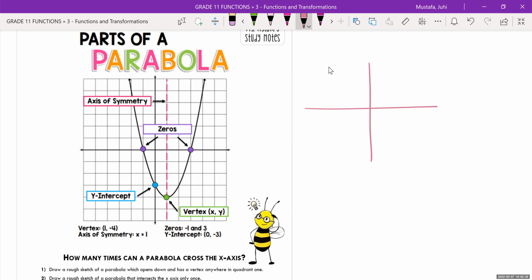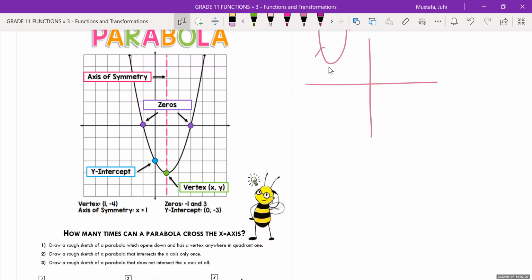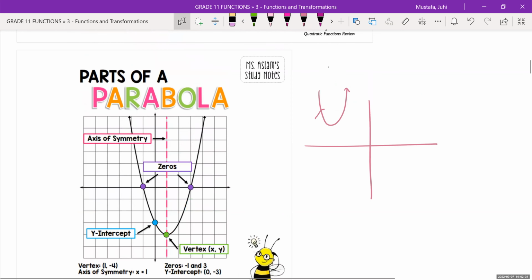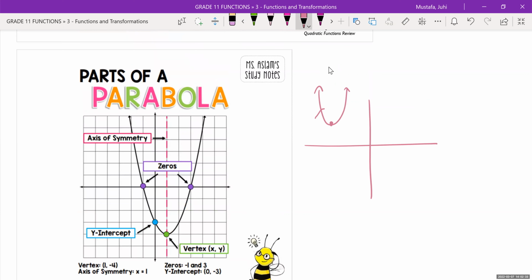Well, it can have 0 x-intercepts if it is one of those floating parabolas and it's kind of just floating around. The vertex is here and it's pointing upwards or downwards. It could have 1 x-intercept. I call these the parabolas that are sitting. So if it's just sitting somewhere on the x-axis, then it only has 1 x-intercept. And a parabola can have 2 x-intercepts if it's actually going through the x-axis.